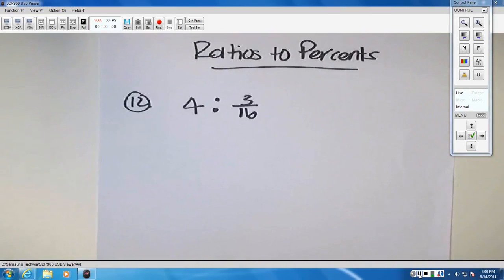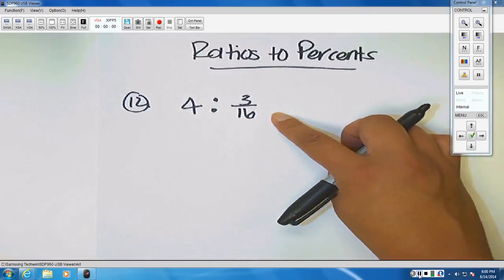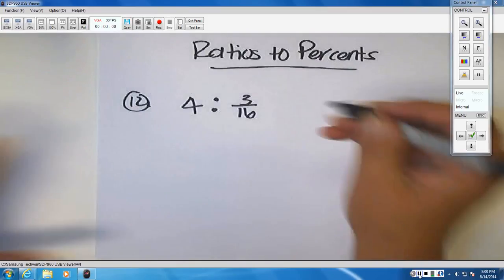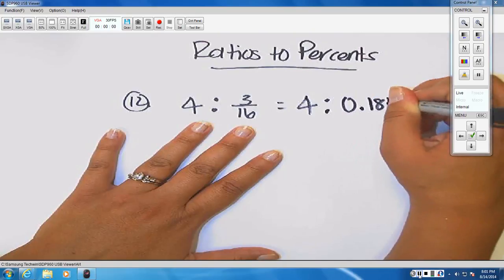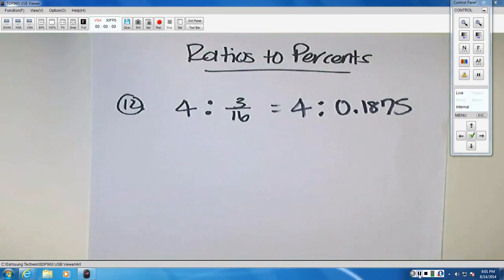We'll do one more because there's one that's kind of different from the other ones. We're already dealing with a whole number here, which is great. That side of the ratio is done for us. So all we have to do is get this fraction and turn it into a decimal. So what I'm going to do is take 3 divided by 16, and this ends up being 4 is to 0.1875. So this is my new ratio. In order to get it down further, I'm going to take my first number and divide it by my second number.